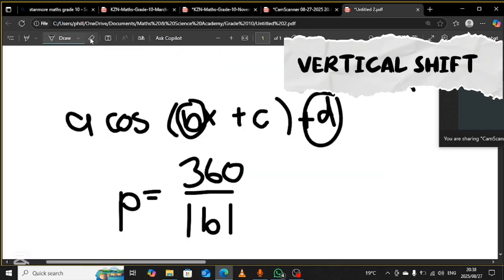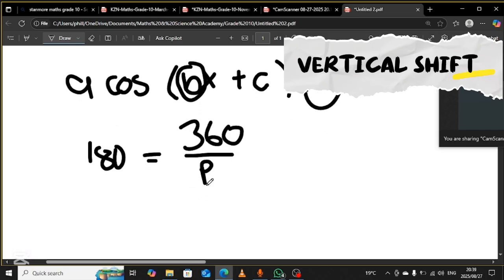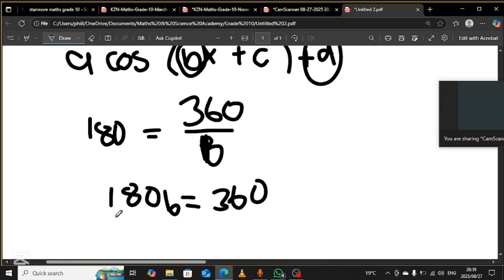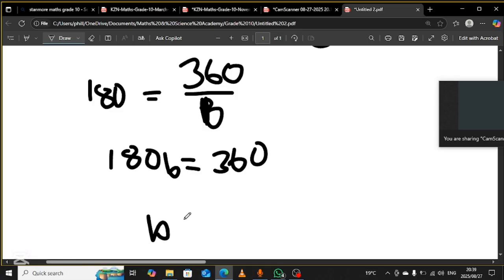What is the absolute value of b? We haven't found it yet. But I'm going to substitute P, which is 180. Then cross multiply. Sorry, this is P. Cross multiply, so it's going to be 180b equals 360. Then divide by 180 on both sides, so b is equal to 2. So this is wrong.